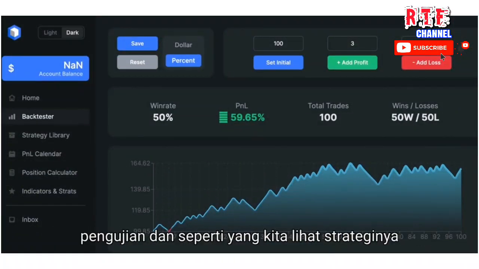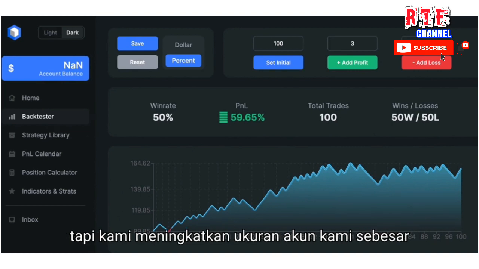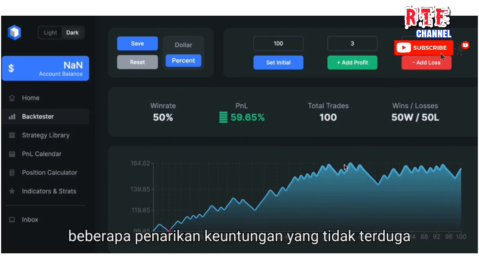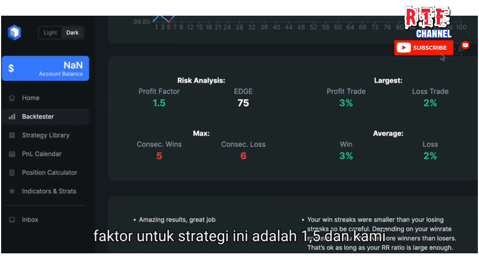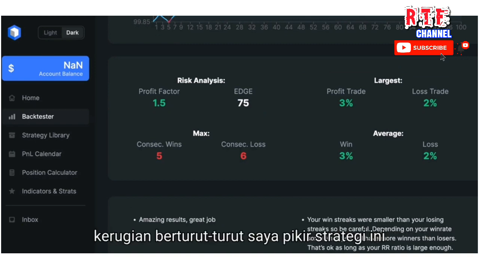Alright, so I just finished my backtesting, and as we can see, the strategy is not that bad. Our win rate is only 50%, but we increased our account size by 59.65%. The equity curve looked pretty good at the beginning, but then we started seeing some unexpected drawdowns. The profit factor for the strategy is 1.5, and we had 5 consecutive wins against 6 consecutive losses.